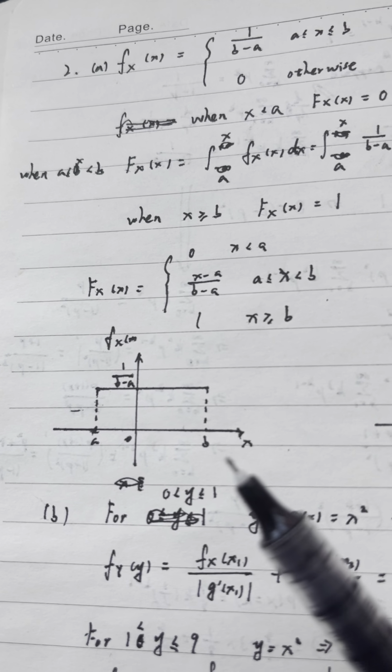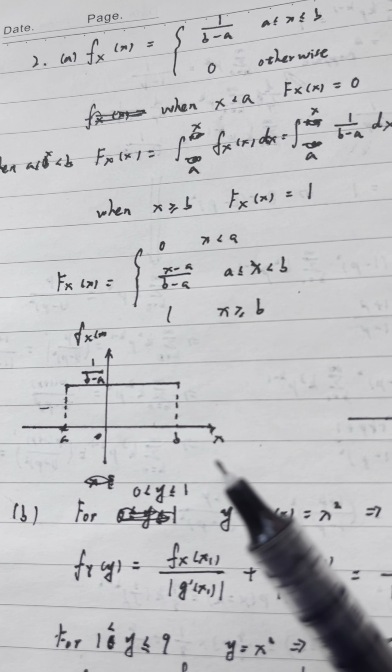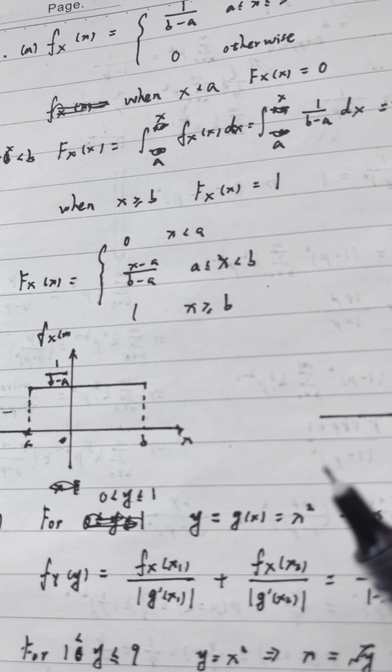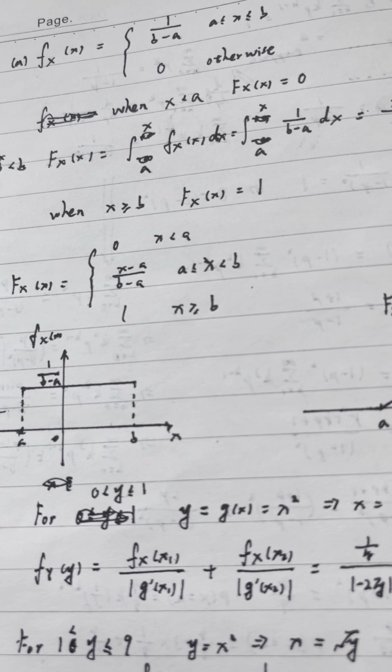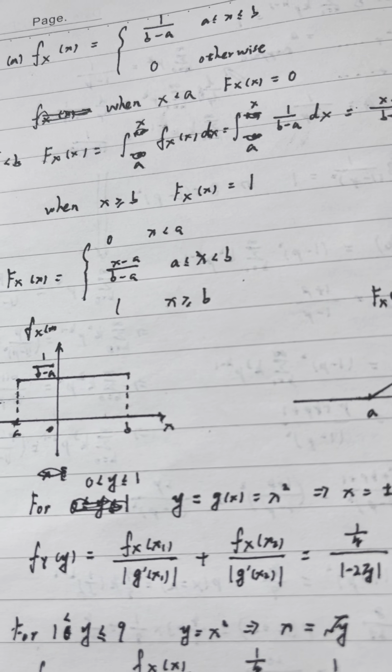The distribution function equals 0 when x is smaller than a, equals x minus a divided by b minus a when x is larger than or equal to a and smaller than b, and equals 1 when x is larger than or equal to b.